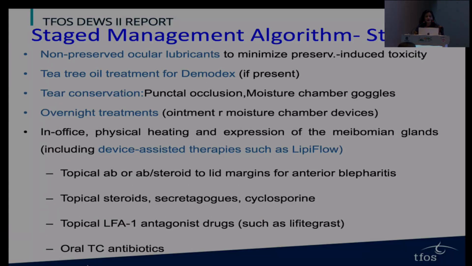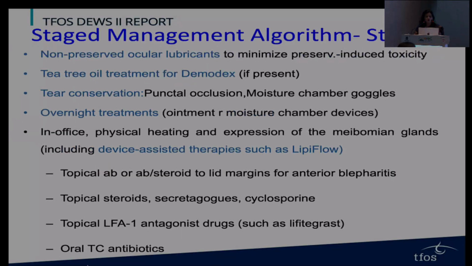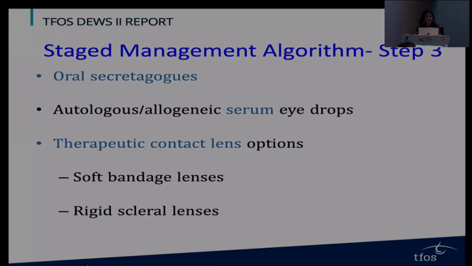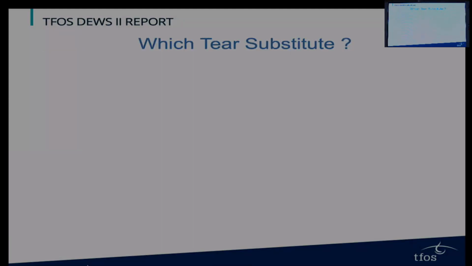Then stage 2 management, of course, and it is important that you give lubricants in this stage 2 management. In stage 2 also comes anti-inflammatory drug therapy, which could be lifitegrast or cyclosporine, before controlling it with topical steroids. Stage 3, people give oral secretagogues or therapeutic contact lenses. And stage 4 is topical steroids, or even surgical punctal occlusion or other surgical approaches.